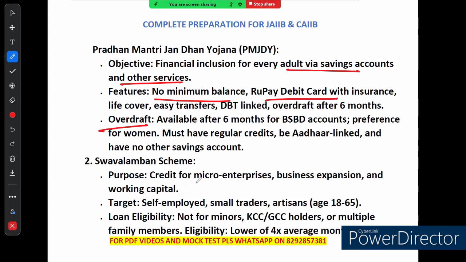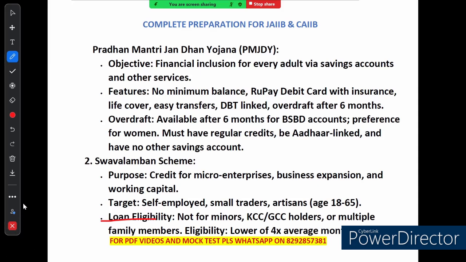Now there is something called the Swavlamban scheme. This scheme supports self-employed individuals, small traders and artisans, between age 16 to 65, for business growth. So here is how it works. First of all, let's talk about the target group. It is aimed at those aged 18 to 65 years, but it excludes minors and people who have a KCC or GCC loan already. Now loan eligibility: you can get a loan based on either 4 times your average monthly balance or 50% of the amount credited to your account in the last 6 months.